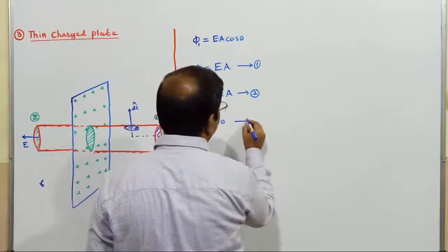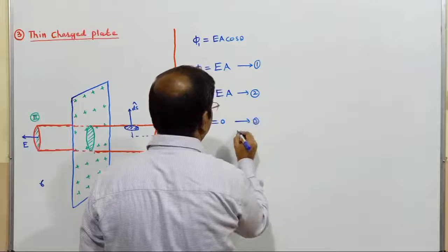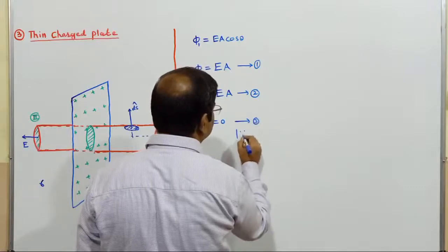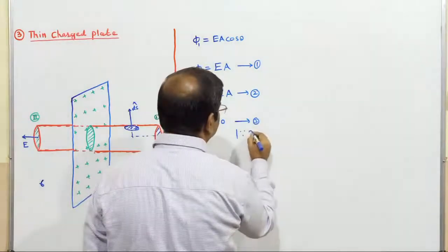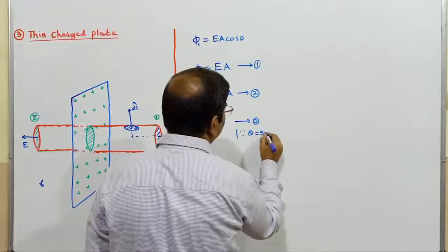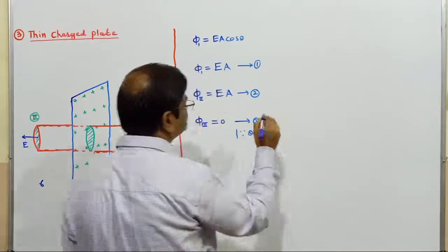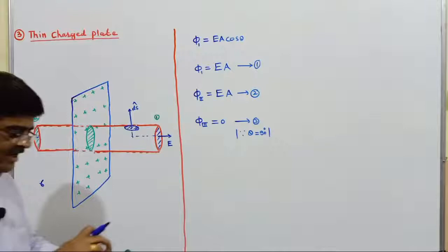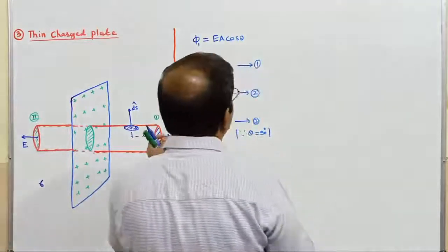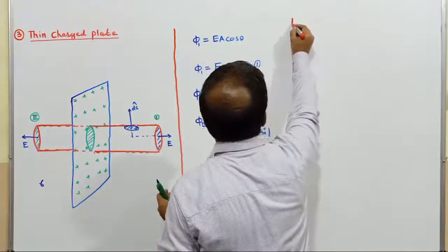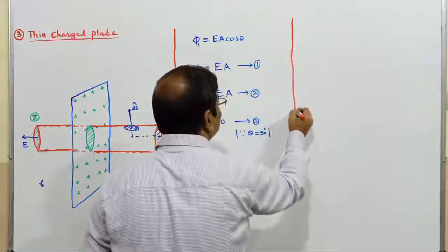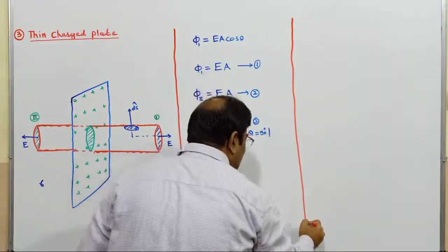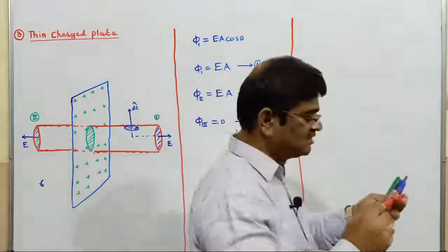This is my equation number 3. If you want, you can mention the reason for that. What is the reason? Angle theta is 90. The angle between intensity and area vector is 90. Because of that, you can say the flux for the curved portion of the cylinder is 0.